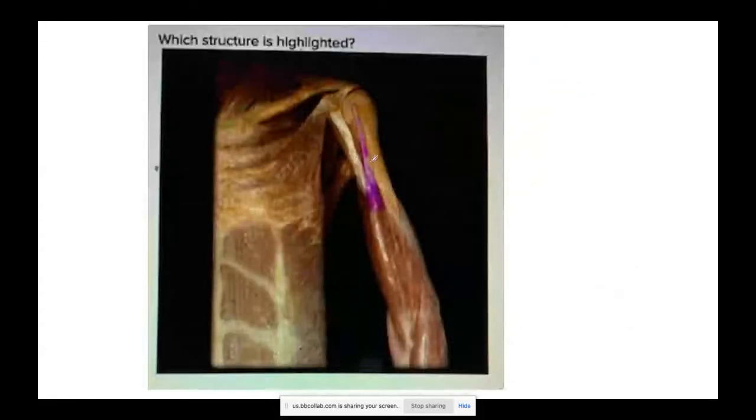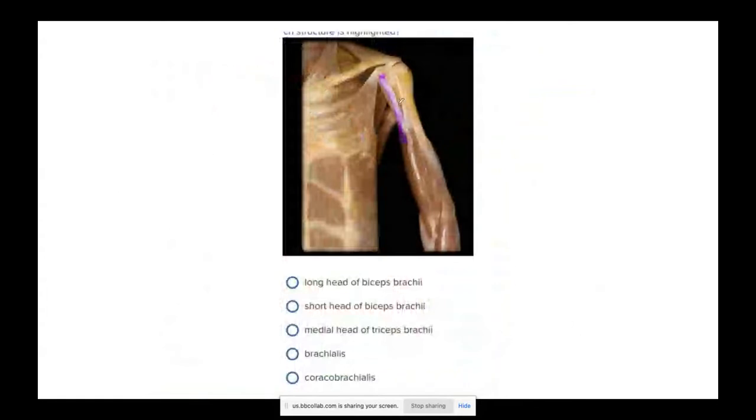Okay, what is highlighted here? This is the long head of the biceps. The other one here would be the short head. So this one here that's highlighted, this is the short head of the biceps. The other one here is the long head.